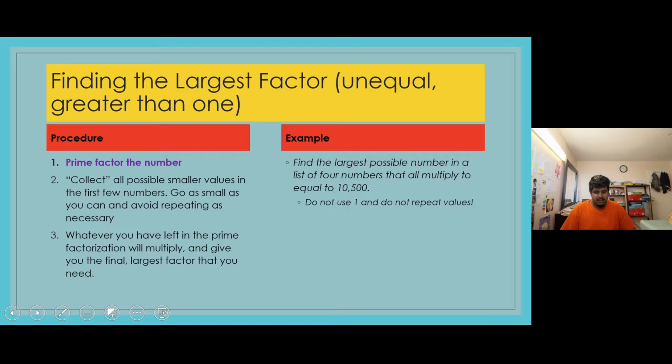All right. Now we're going to find the largest factor where they give us this restriction where all the numbers have to be unequal and greater than 1. So again, the first step is always going to be the same. We need to prime factor the number. So let's go ahead and do that. Here our number is 10,500.